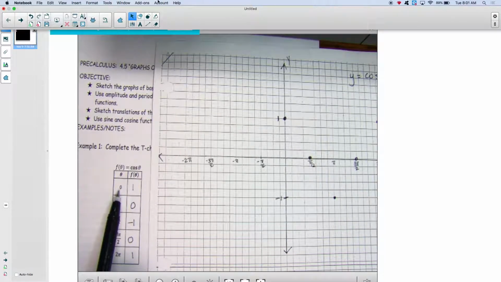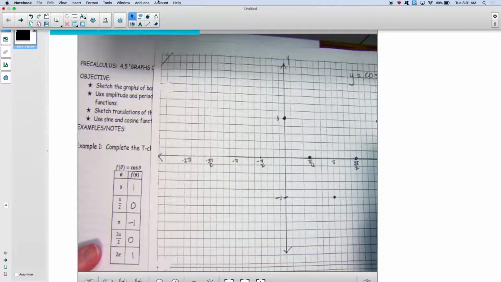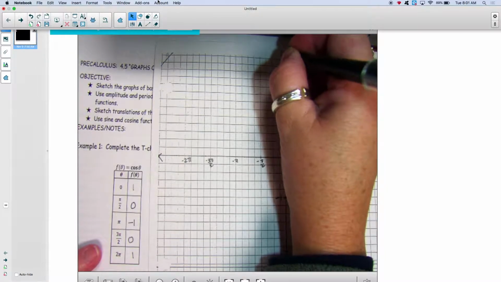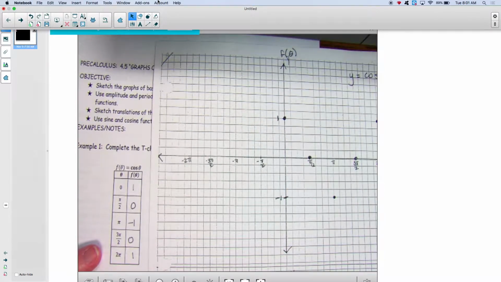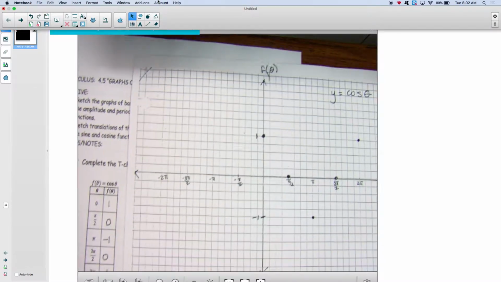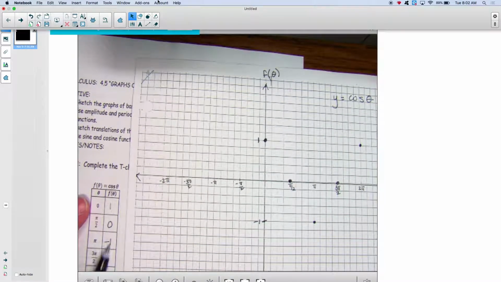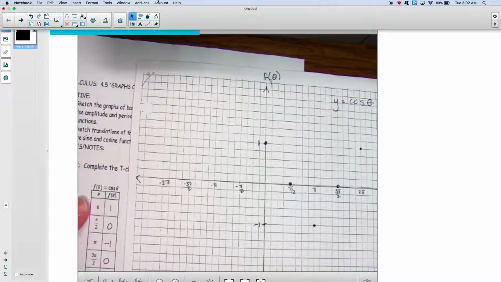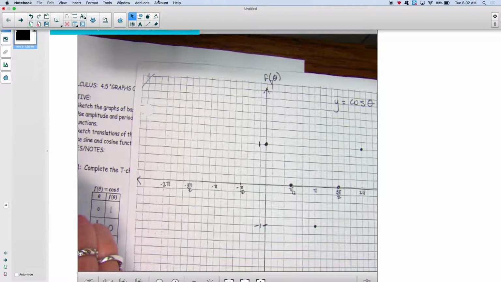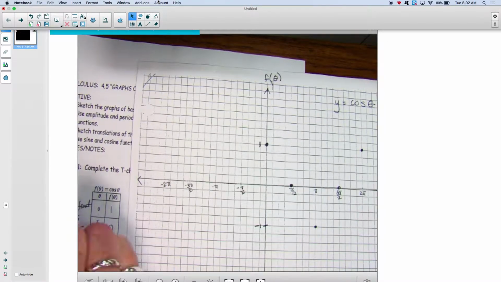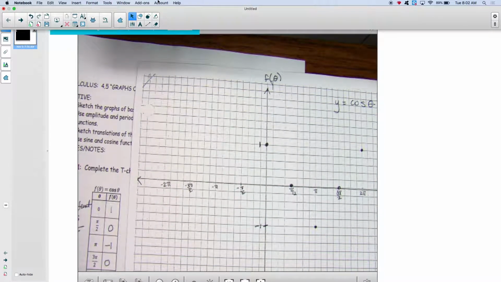Ordered pairs, (0, 1). This is our theta, so to speak. This is our f of theta. And so these are our 1, 2, 3, 4, our 5 ordered pairs. These are what I call the 5 important points of the cosine and sine graph. We have 5 important points.